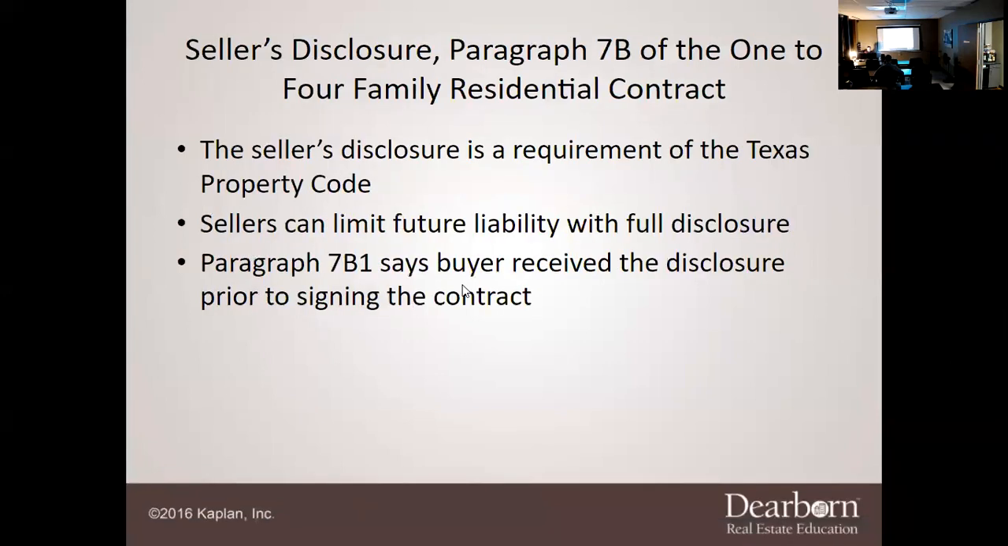Now, in regards to 7B, this is the seller's disclosure and a requirement of the Texas Property Code. Sellers can limit future liability with full disclosure. Paragraph 7B1 says the buyer received the disclosure prior to the signing of the contract.